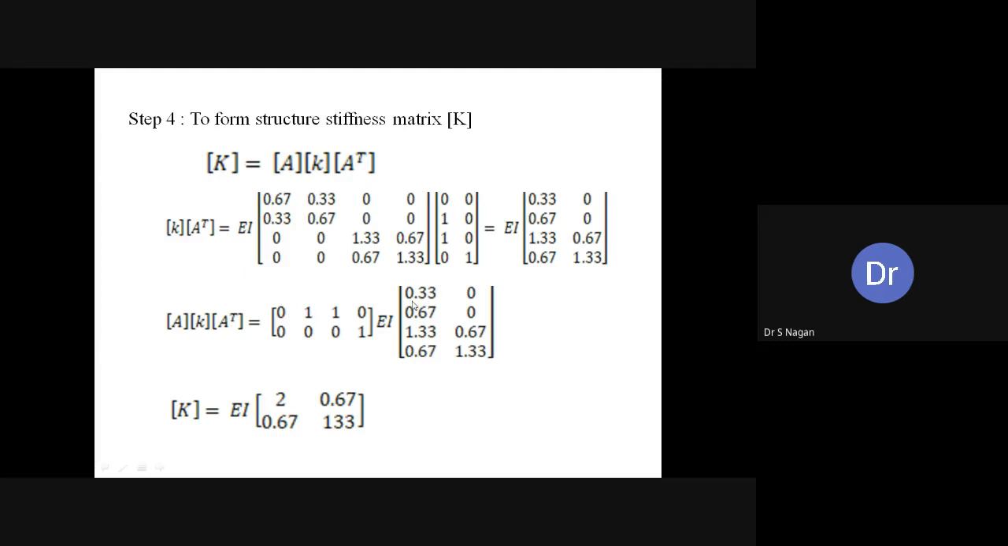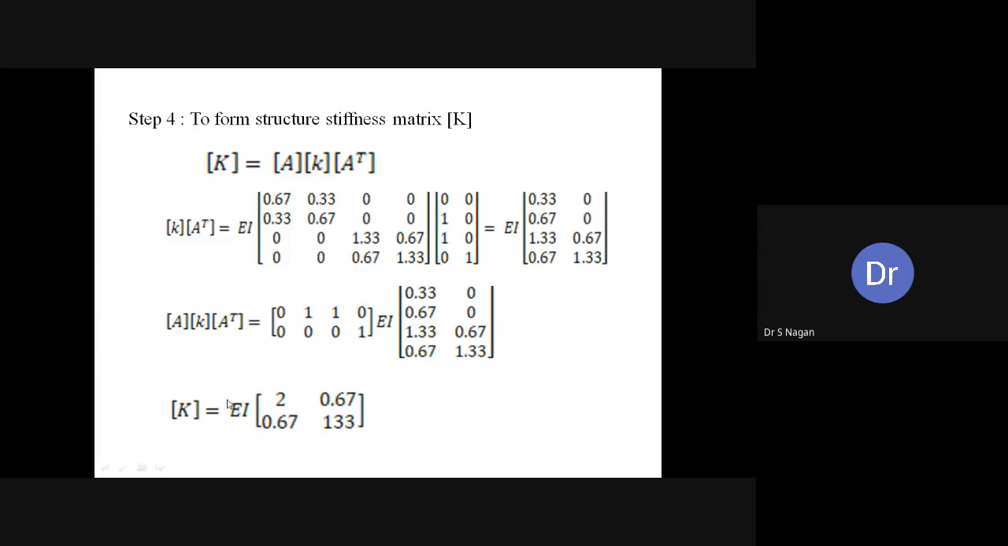So 0 into 0.33 plus 1 into 0.67 plus 1 into 1.33, then 1 into 0.33 plus 1 into 0.67, that will be 2. Okay, 1 into 0.67 plus 1 into 1.33 will be 2. Then 0 into 0, 1 into 0, 1 into 0.67 will be 0.67. Then 0 into 0.33, 0 into 0.67, 0 into 1.33, 1 into 0.67, 0.67. Then 0 into 0, 0 into 0, 0 into 0.67, 1 into 1.33, 1.33.